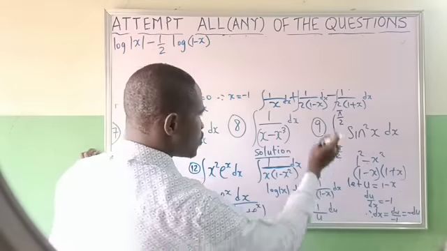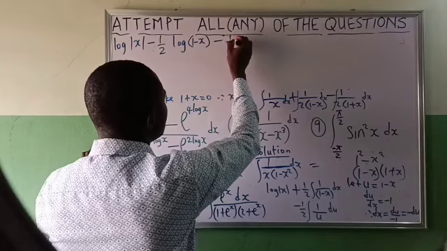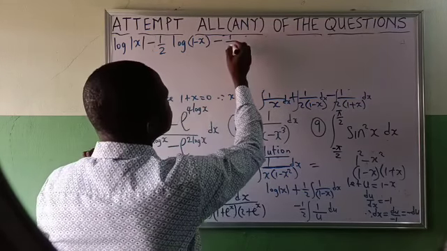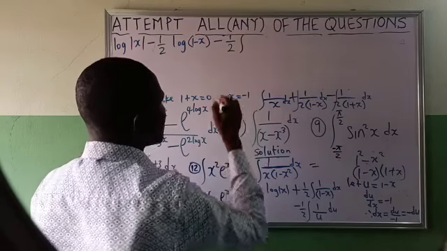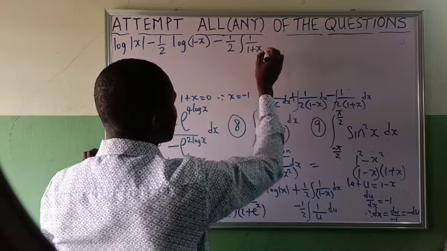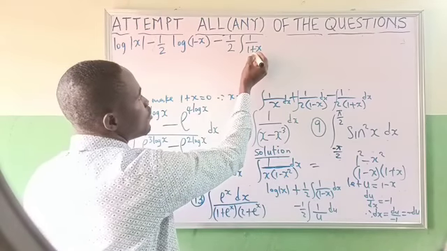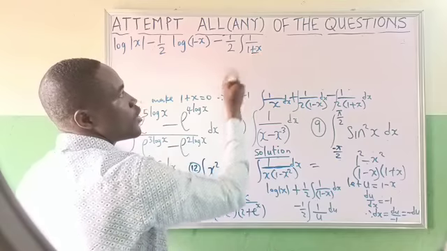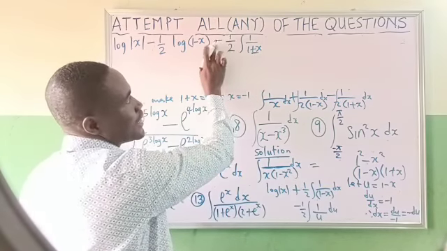Then come to the next one we are to integrate, minus 1 over 2 integral 1 over 1 plus x. Now for the integration of this, when you differentiate this, it will give you plus 1. Plus 1, when you invert it, it will still give you 1. So it will not change any sign here.